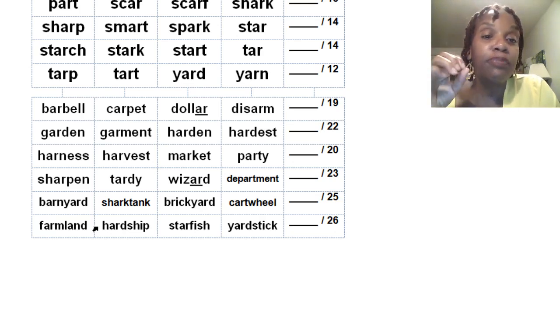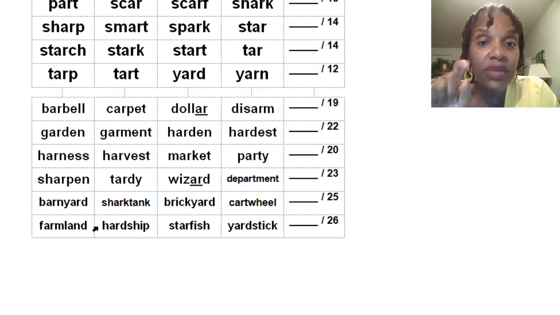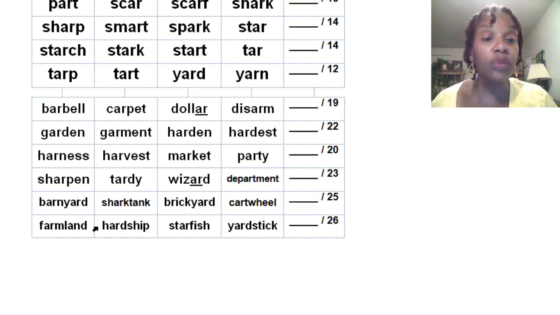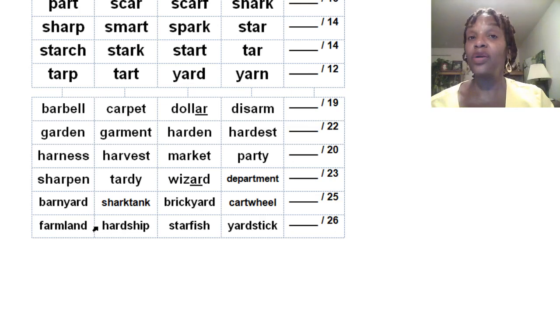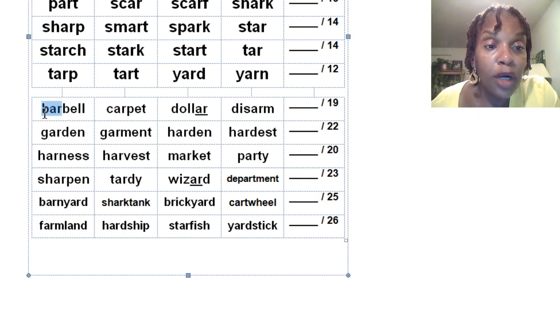So just practice. Take your time, slow it down, and practice. Always be on the lookout for compound words. What's a compound word? It's when 2 small words are squished together to make what appears to be a big word, but it's really not, all right? So for words like this one, bar, bell, barbell, okay?